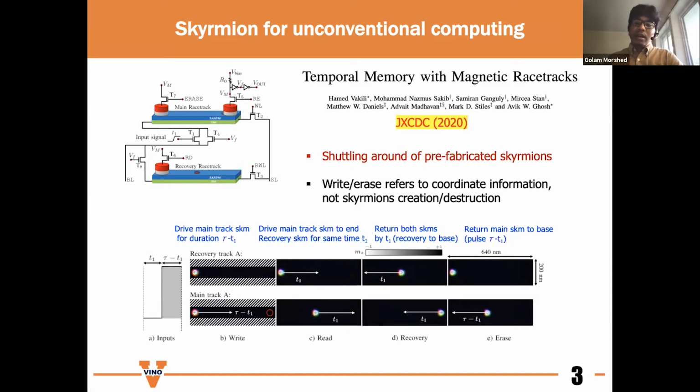And for reading the skyrmion, we use a normal magnetic tunnel junction, which is located at the end of the racetrack. So the read operation would be destructive. That's why a recovery racetrack is used to retain the original position of the skyrmions, which can be seen in the top left figure.